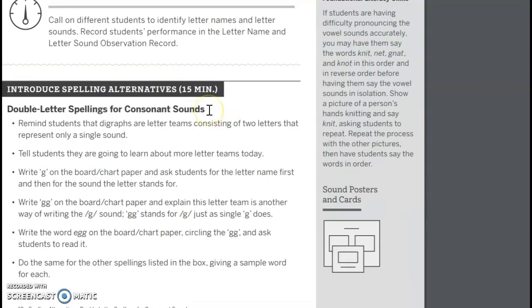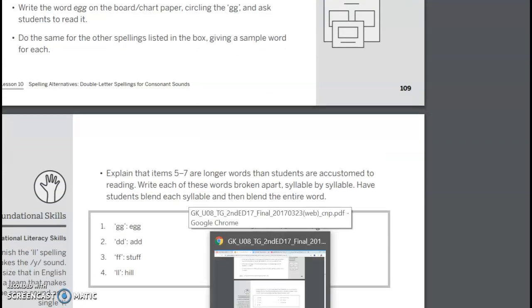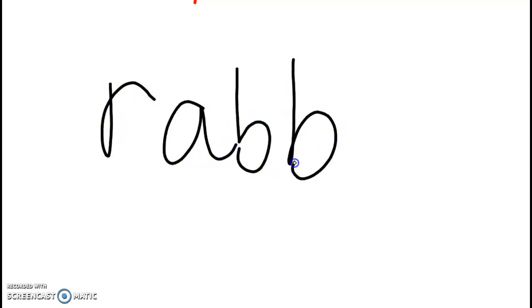Let's look at another example. Let's see, I'll get my pen. Let me look real quick at what examples they had. Ooh, this is a fun one. So if we look at this word, tell me, can you find the letter team?